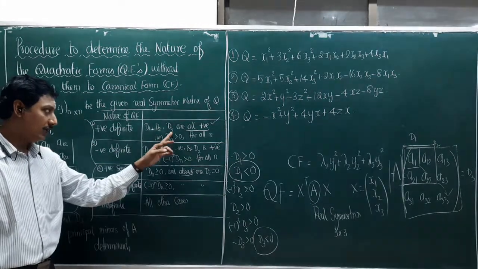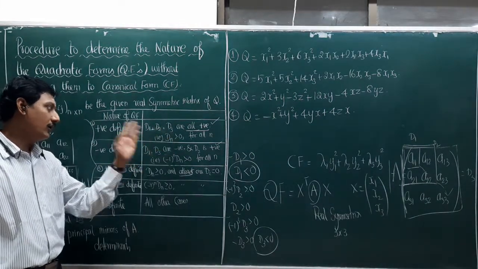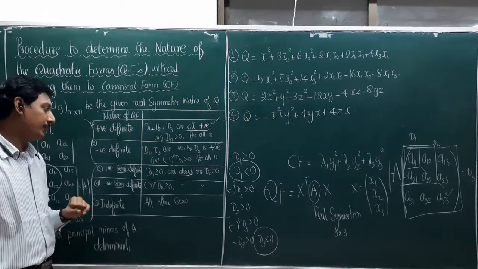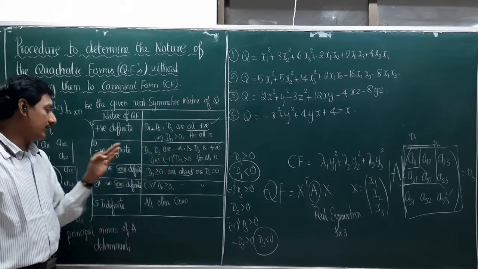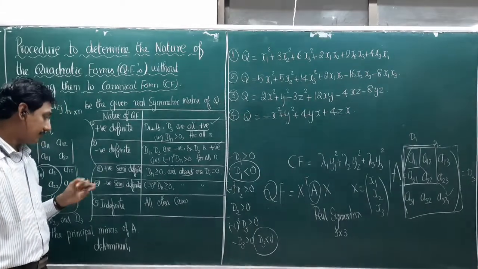If d1, d3 are positive, d2 is also positive. All are positive, so it is positive definite. If d1, d3 are negative, then d2 is positive, and it is called negative definite.